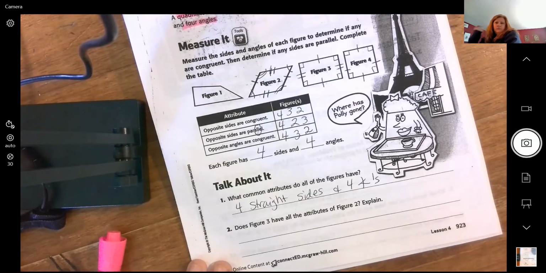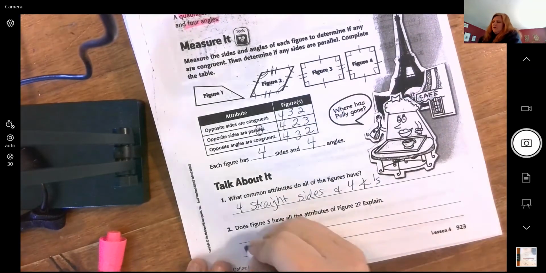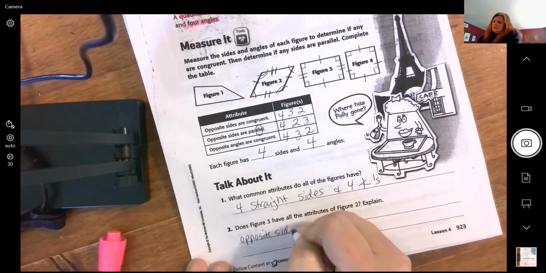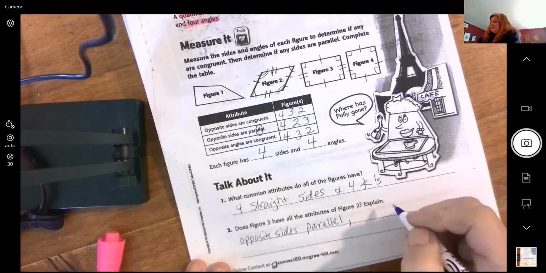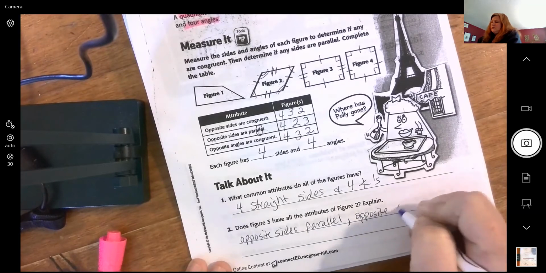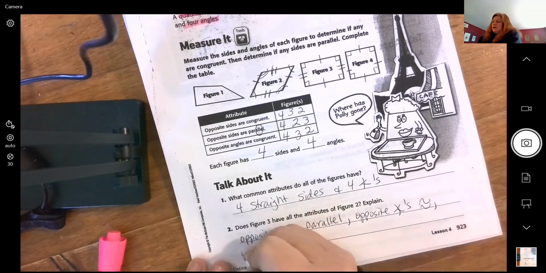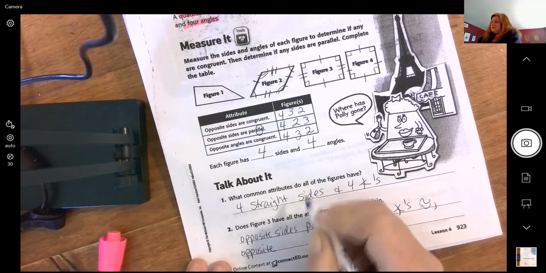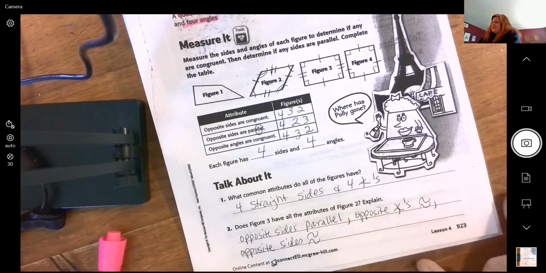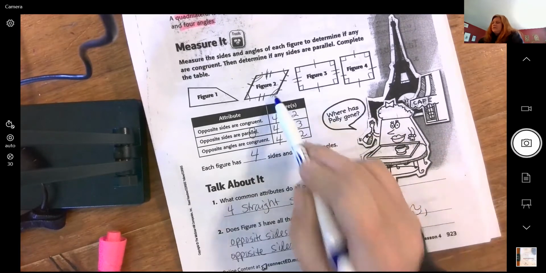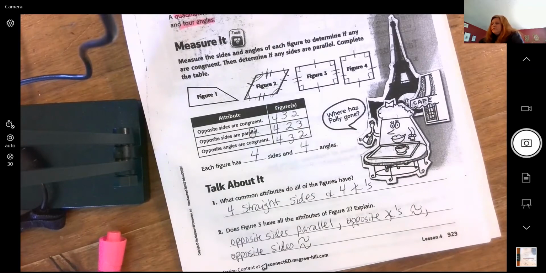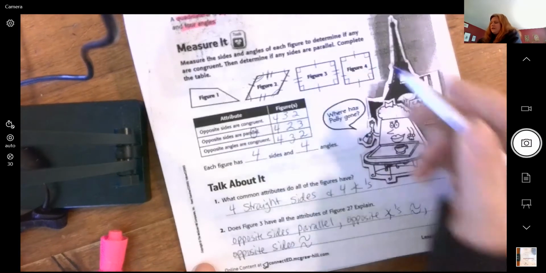Does figure 3 have all the same attributes as figure 2? What is the same? Well, it has opposite sides parallel, opposite angles congruent, opposite sides congruent. But what's different? What's different about this one as compared to this one? Figure 3 has all congruent angles.